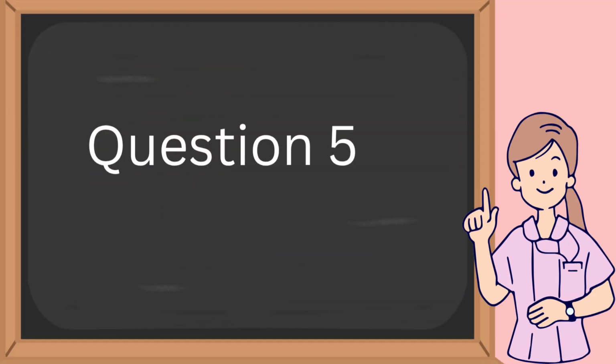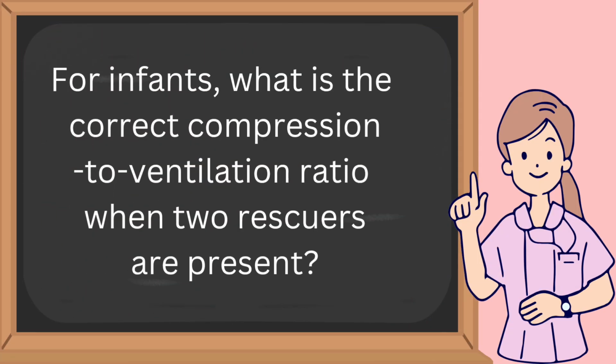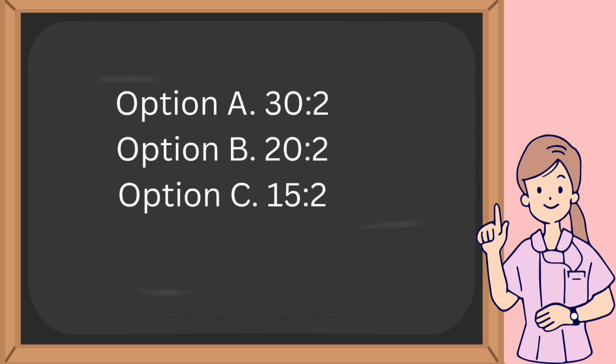Question 5. For infants, what is the correct compression to ventilation ratio when 2 rescuers are present? Option A. 30:2. Option B. 20:2. Option C. 15:2.